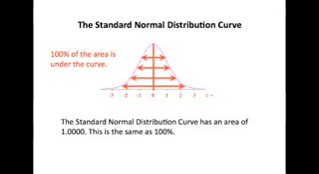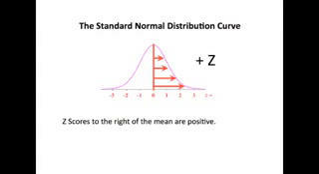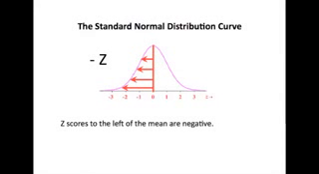The standard normal distribution curve has an area of 1.0000. This is the same as 100%. In other words, underneath this curve, there is one full unit of area. Half of it lies to the right of the mean, which is above the mean. Half of it lies to the left, which is below the mean. 50% to the right of the mean, 50% to the left of the mean. Those z-scores or values above the mean are positive, and those z-scores with values below the mean are negative.